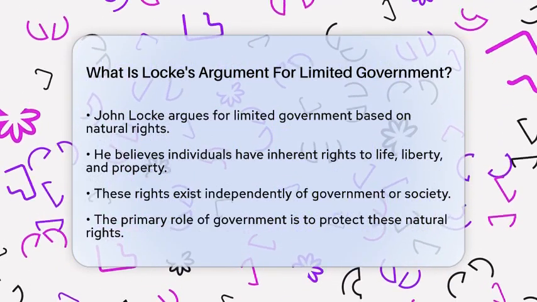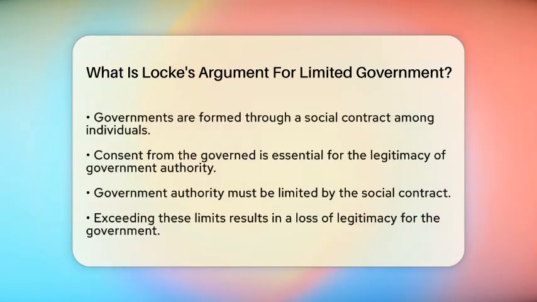According to Locke, governments are formed through a social contract. This means that individuals agree to create a governing body to safeguard their rights. This consent is essential because it gives legitimacy to the government's authority. However, Locke insists that this authority is not absolute. It must be limited by the terms of the social contract and focus solely on protecting natural rights. If a government exceeds these limits, it violates the contract and loses its legitimacy.